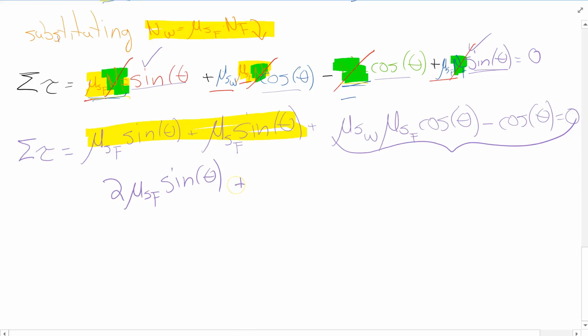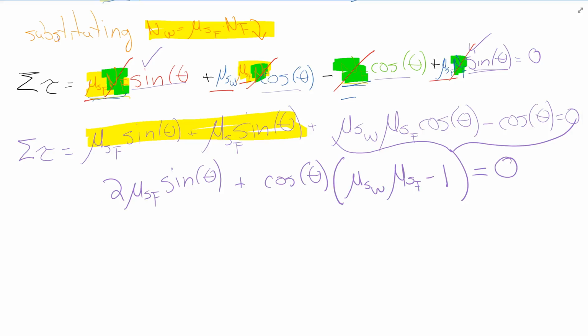That'll be plus cosine theta outside times, what do I have left? Well, in the first term, I've got mu static from the wall times mu static from the floor, and from this second piece, I get minus 1. If you don't believe me, you can redistribute this cosine piece into each of these, and you'll see that I'll get the same result from the top, and that's going to end up equaling 0. I'm so close. I'm almost there.